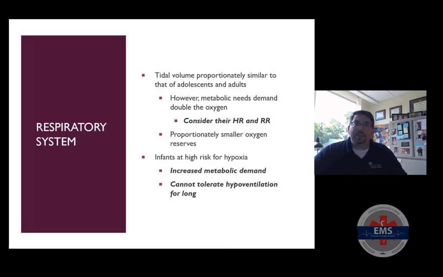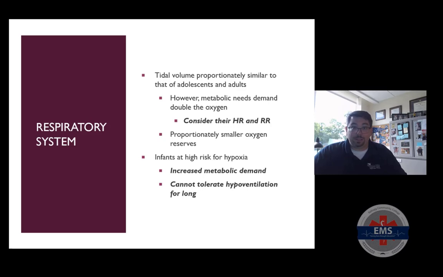With the respiratory system, the tidal volume is proportionally similar to that of an adolescent or an adult. However, their metabolic needs are double that of what you would see in an adolescent or an adult. They have to have that oxygen. Consider their heart rate and their respiratory rate.